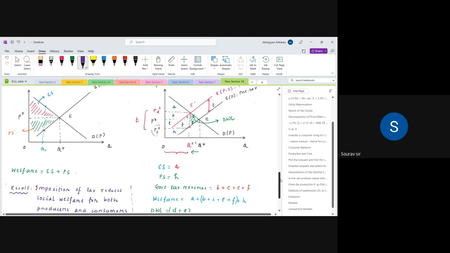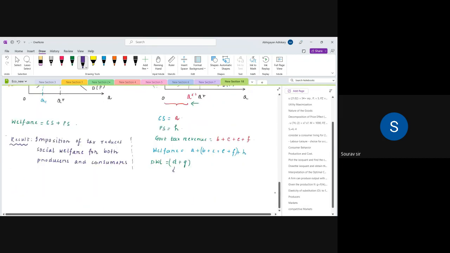Because what is this D? It is the welfare loss for consumers, जो पहले उनको मिल रहा था but अभी नहीं मिल रहा है. And this G is the welfare loss to producers. Yes.